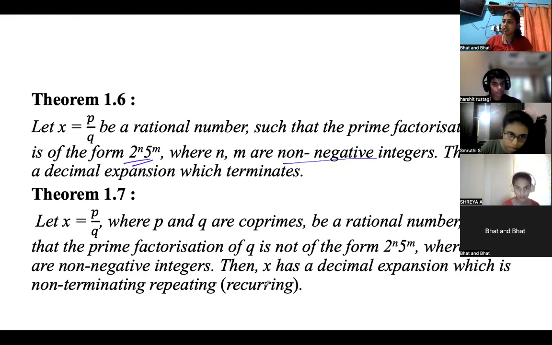Like, for example, I gave you, if you do 1 by 3. Now x is equal to 1 by 3, they have given. Now this is in the form of p by q, correct? This is in the form of p by q.